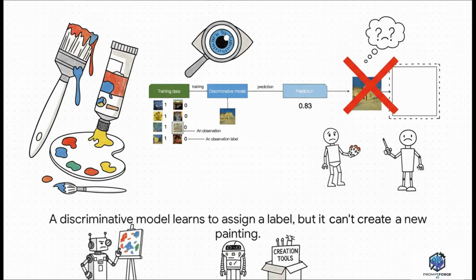And this really shows you what a discriminative model does. It takes something in, like this painting, and spits out a label or score. It's super useful for sorting and classifying, for sure. But it can't actually pick up the brush and paint. It's a critic, right? Not a creator.